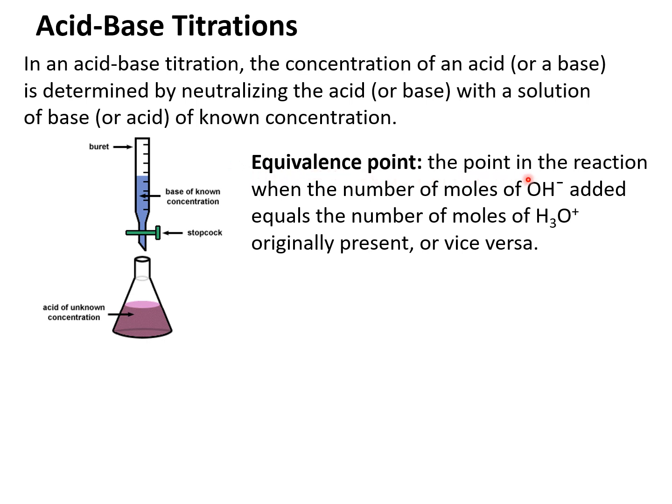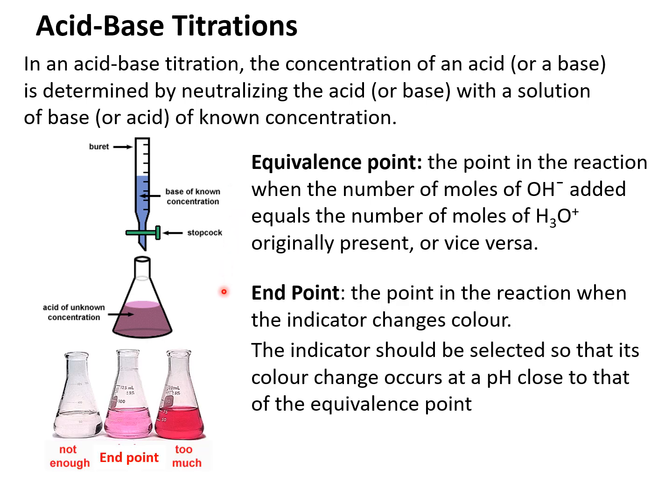And this is the point in the reaction in which the number of moles of strong base added, OH-, equals the number of moles of H3O+ that was originally present in our sample, or vice versa. However, the problem is that it is not experimentally possible to determine the equivalence point. And so what we do is we determine the endpoint of the titration.